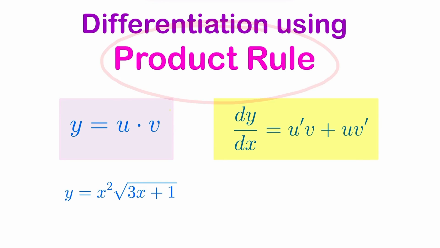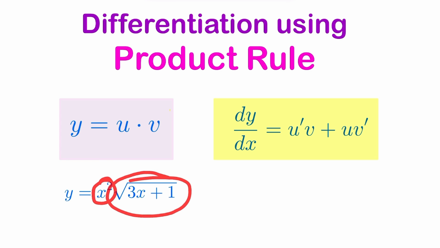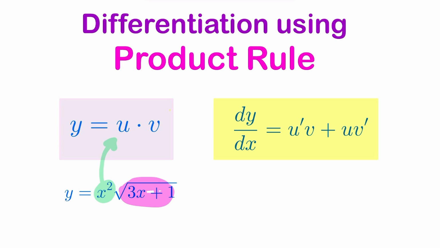Let's use the product rule to differentiate this expression here. So here we have a product of two terms. Even though we can't see a multiplication sign, these two terms are clearly multiplied. So we're going to use the product rule, and the first thing we do is identify our two terms, u and v, and then we differentiate them one by one.